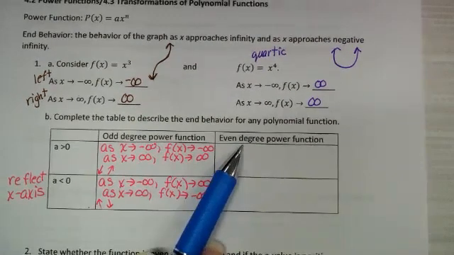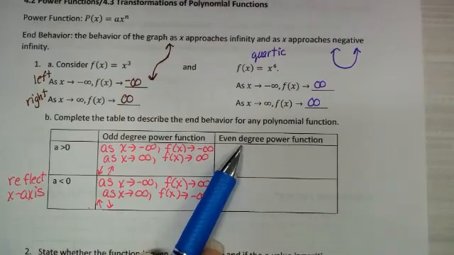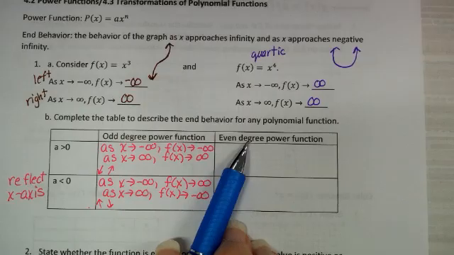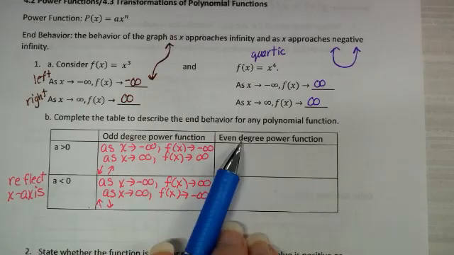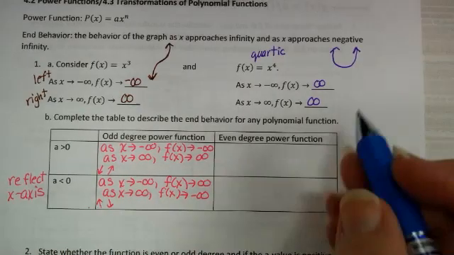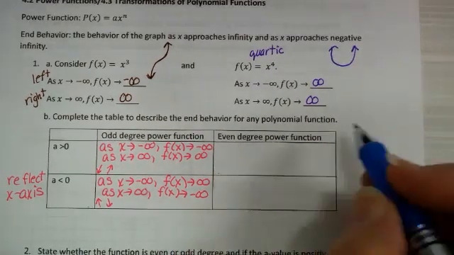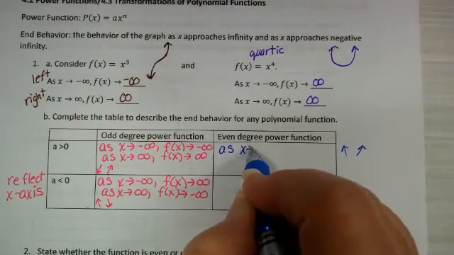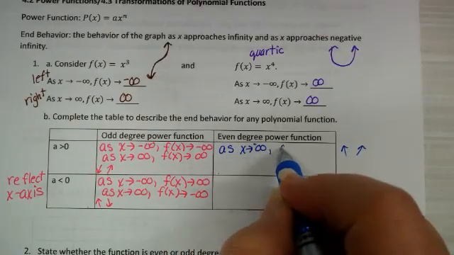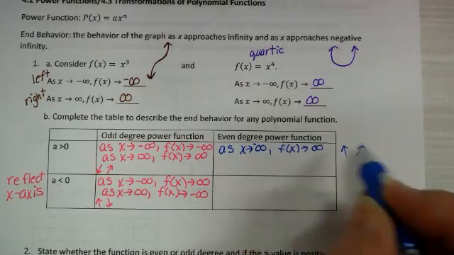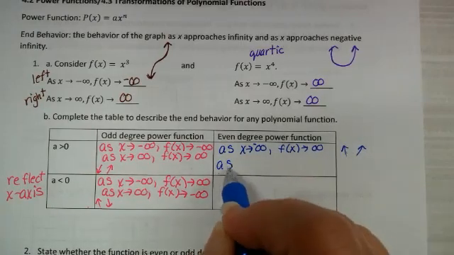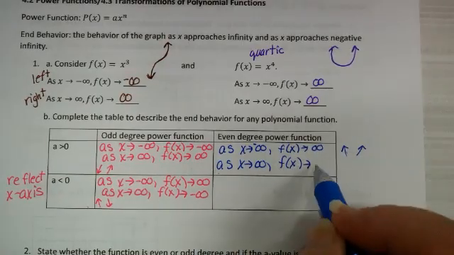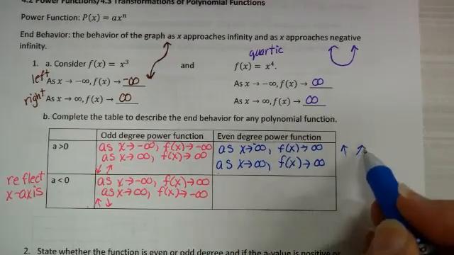For even degree functions, x to the second, x to the fourth, to the sixth, to the eighth, any even degree. And by degree, we're talking about the largest exponent in the expression. That'll be our degree. So if a is greater than 0, we're going up, up. So we will say as x is approaching negative infinity, f of x is approaching infinity. It's going up on the left side. As x approaches positive infinity, f of x is approaching infinity because it's still going up.